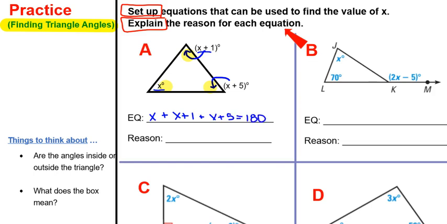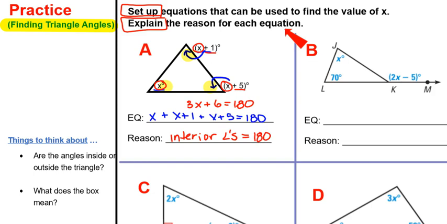If you want to do a little mental math, you can add all of the x's together. 1x, 1x, and 1x make 3x. And then plus 1 plus 5 is 6. That also would be an acceptable answer, a little bit shorter. And the reason that we can do that is interior angles equal 180 degrees.